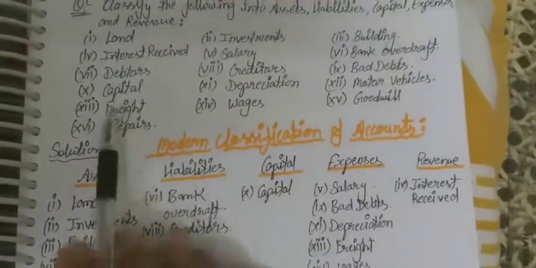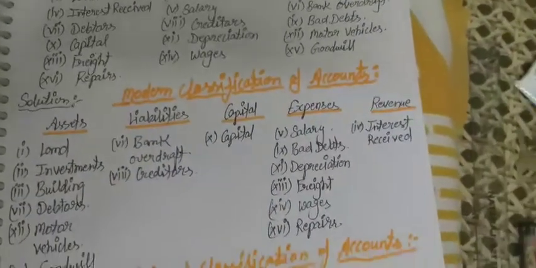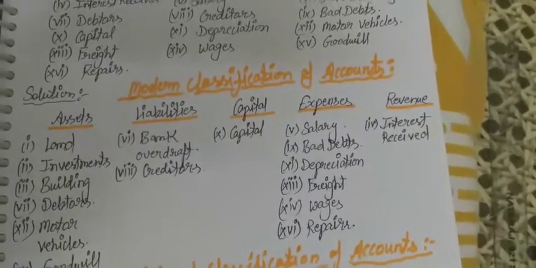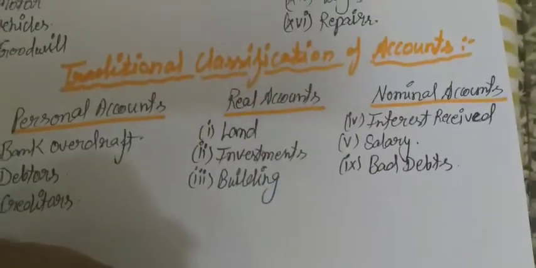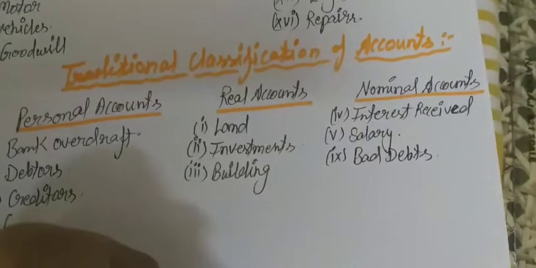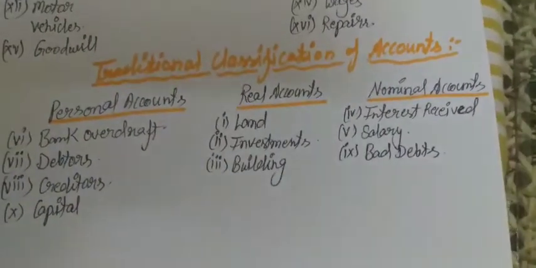Next one is capital. Capital is related to an organization or to the owner. So here a person's name or the business name will come. That's why it is a personal account. Capital. Next one is depreciation.